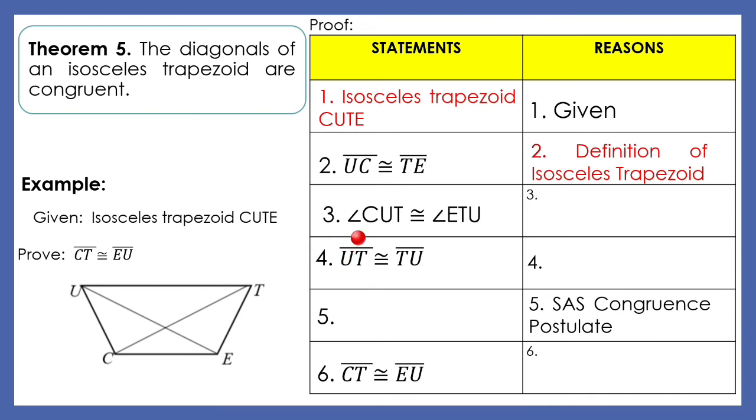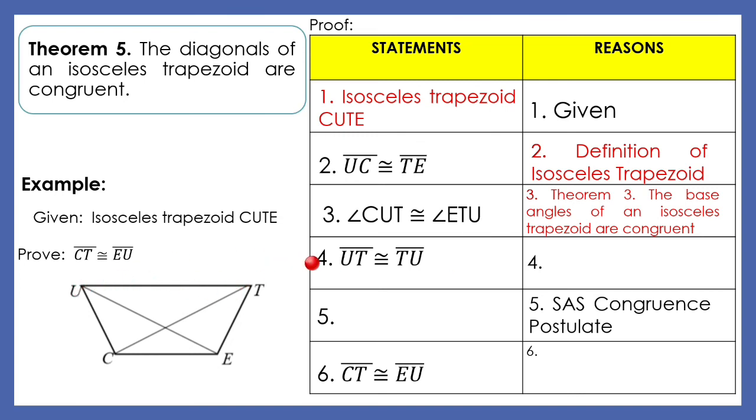For number 3, we have the angle CUT is congruent to angle ETU. This is angle CUT, so this is the angle CUT. And another angle ETU, so ETU, this is angle ETU. So they are congruent by our theorem number 3 kanina, yung ating first theorem, the base angles of an isosceles trapezoid are congruent. So, base angles yung dalawa.